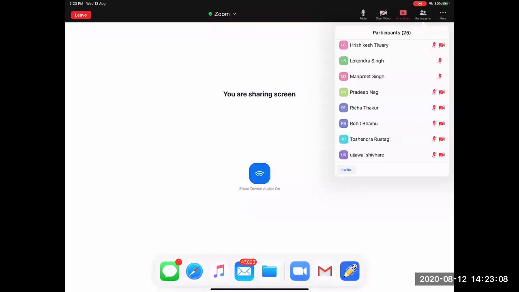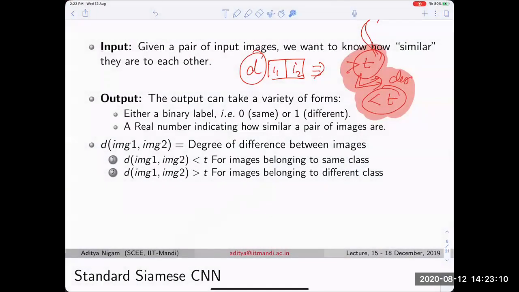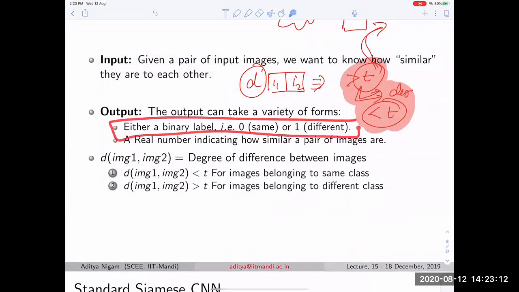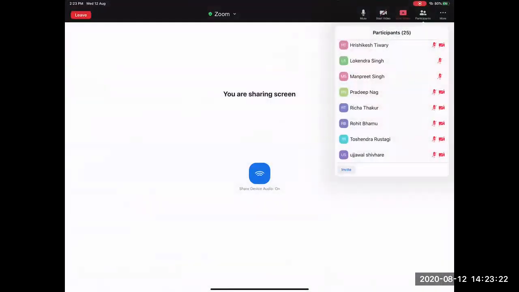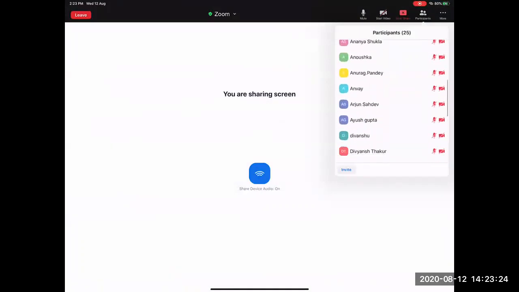Sir, let's say we have two images, suppose one image is of a cat and one image is of a dog, but they have features which are very similar. That is, we have to do hard training in that case. Understood. That is correct.